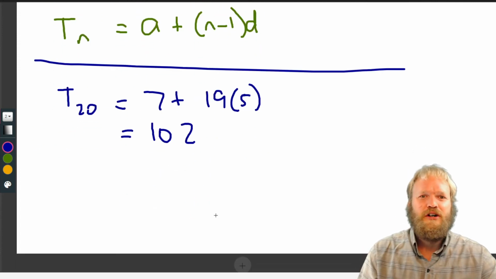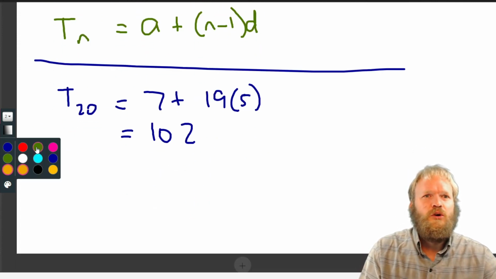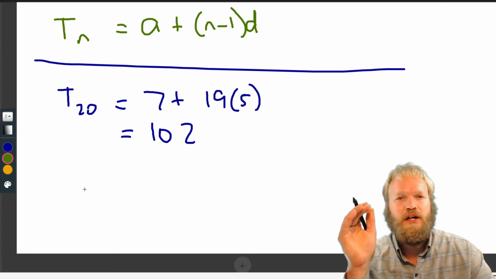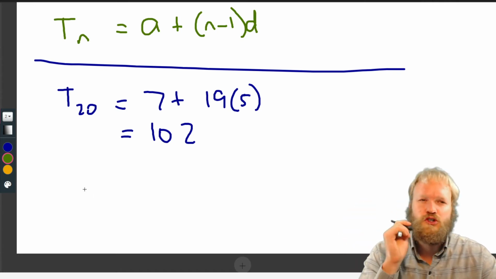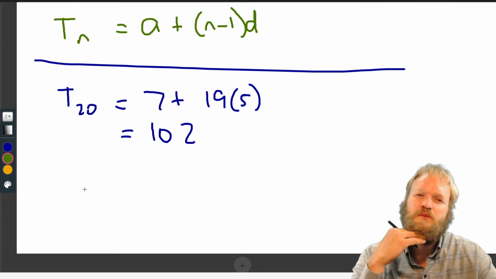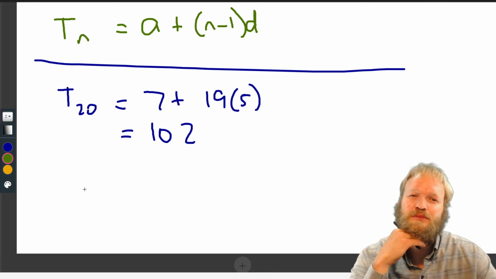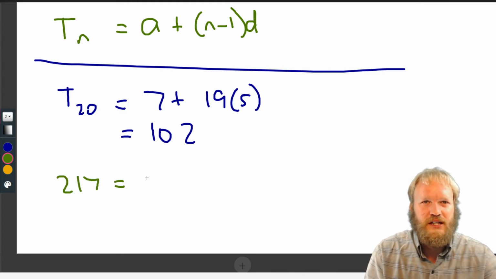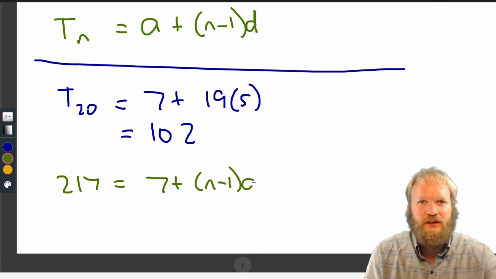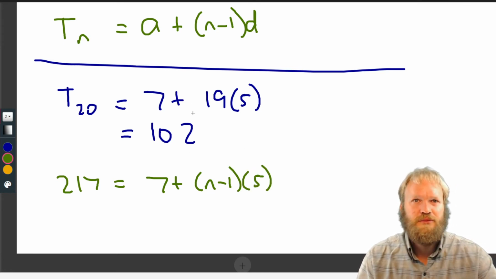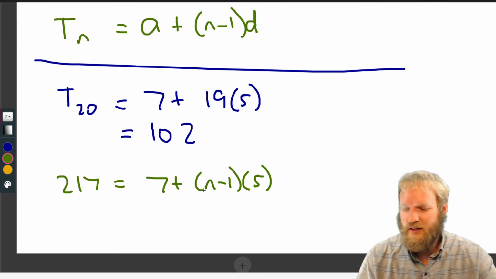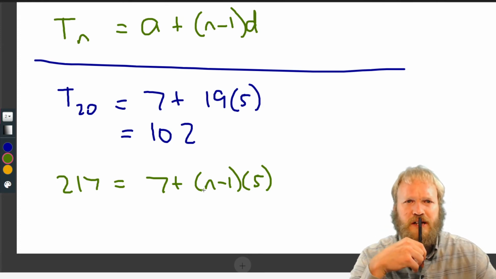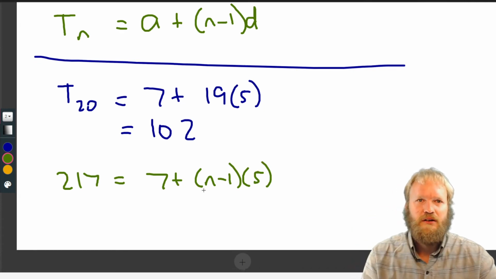Okay, and maybe I'll ask you another question, which term is equal to 217? And how are you going to work that out? With a bit of luck you went, oh, well, which one is equal to 217? Well, it's 7 plus (n minus 1)d. No, we know what d is. d is 5. So we've substituted into our formula and said, okay, let's work out what n is from there.